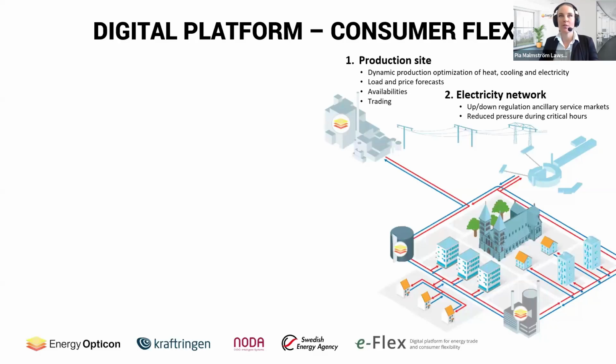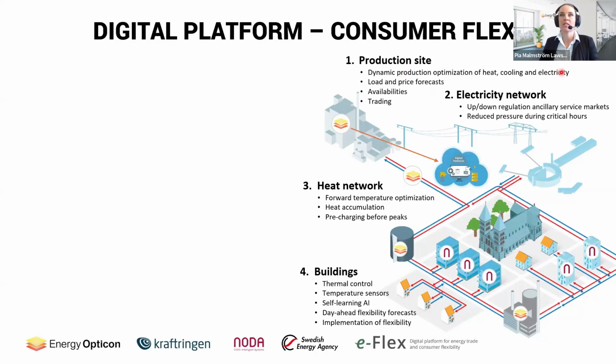So how does this digital platform work? You have the production side where you have, of course, the production of heat, cooling and electricity optimized, and the load and price forecast, availabilities, and then the trading optimization. Also optimization of the forward temperature out in the heat network. And then you have to have this flexibility for the electricity up and down regulation at critical hours. And then the heat network can also be used as heat accumulation and pre-charged before peaks. And then you have the building side also in the optimization.